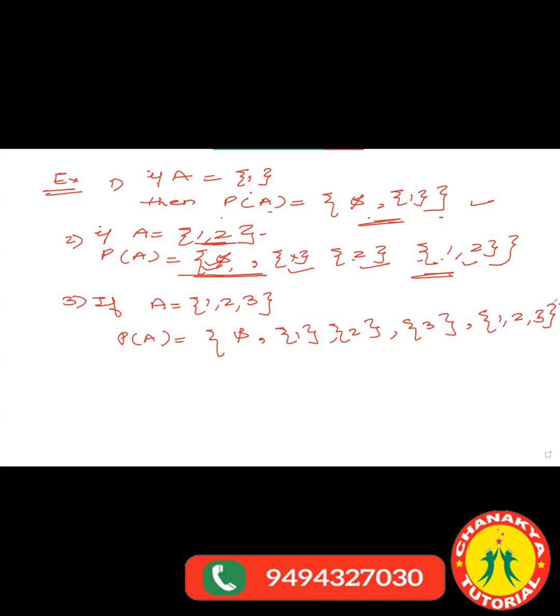Very good, beta. Now, Jaswant, see here. Have you understood now, Jaswant? How will we write the power set? Ma'am, first the empty set, then we write out everything, and then all the subsets of A together with the set itself, right?